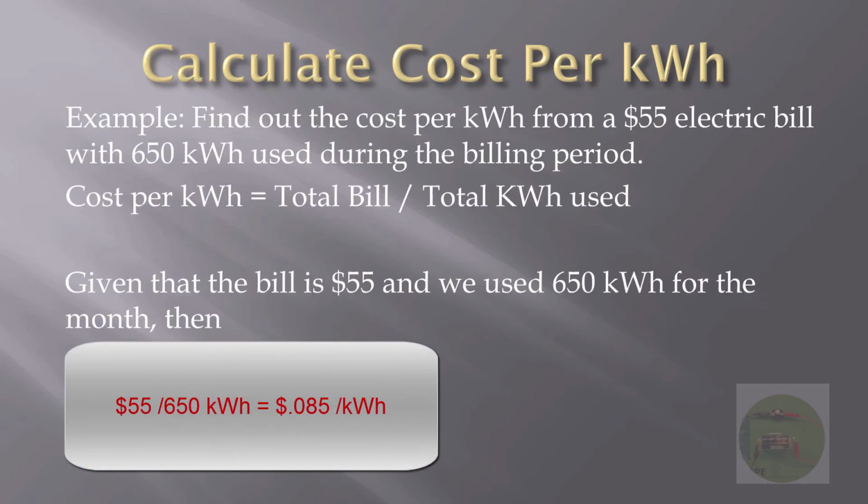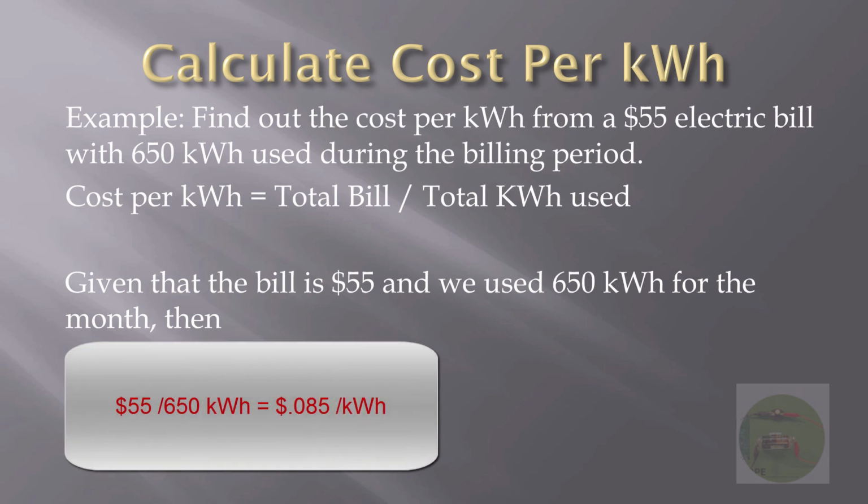Here we see how to calculate the cost per kilowatt hour. Suppose, for example, the utility company tells you that your bill is $55 and you have consumed 650 kilowatt hours of electricity. Then all you need to do is take that 55 and divide it by 650, and that gives you the cost per kilowatt hour.